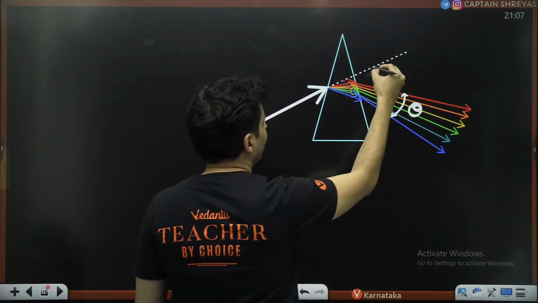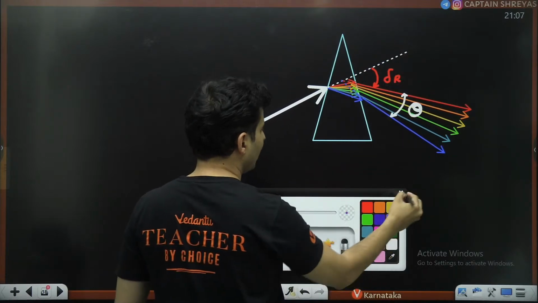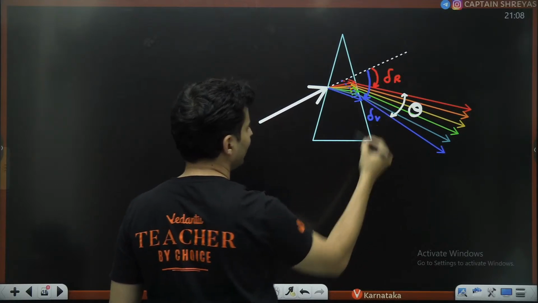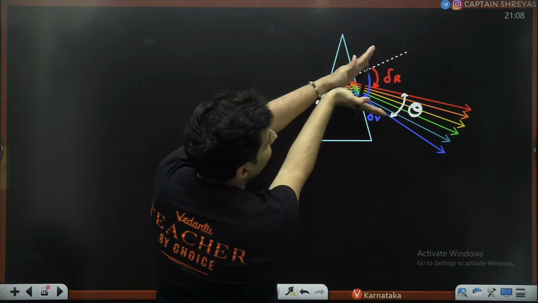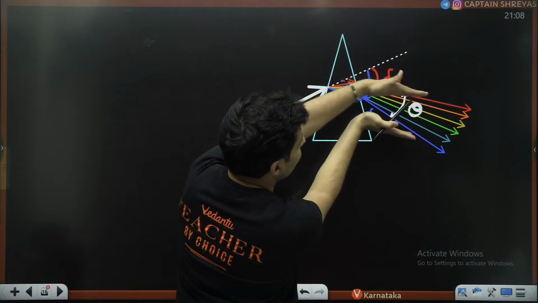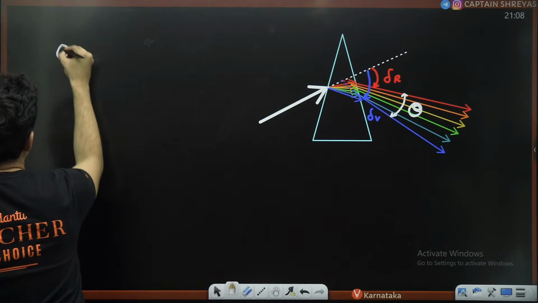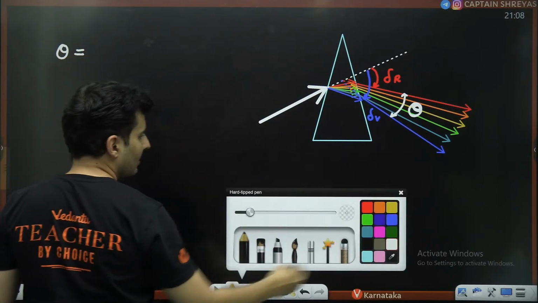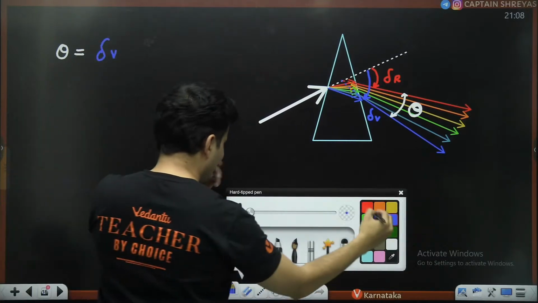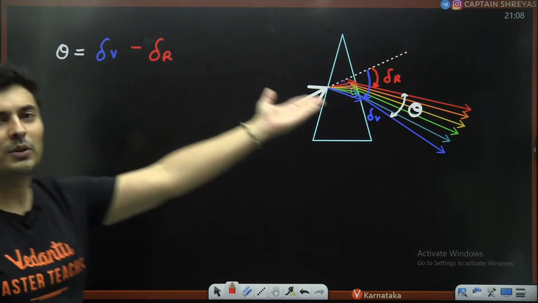See, red has bent by this much. This is the deviation of red. Similarly, the violet color has bent by this much. That is the deviation of violet. From violet, if you take away red's deviation, what is left? Theta, right? So that theta will be nothing but the violet's deviation minus the red light's deviation. That is what will give me theta.